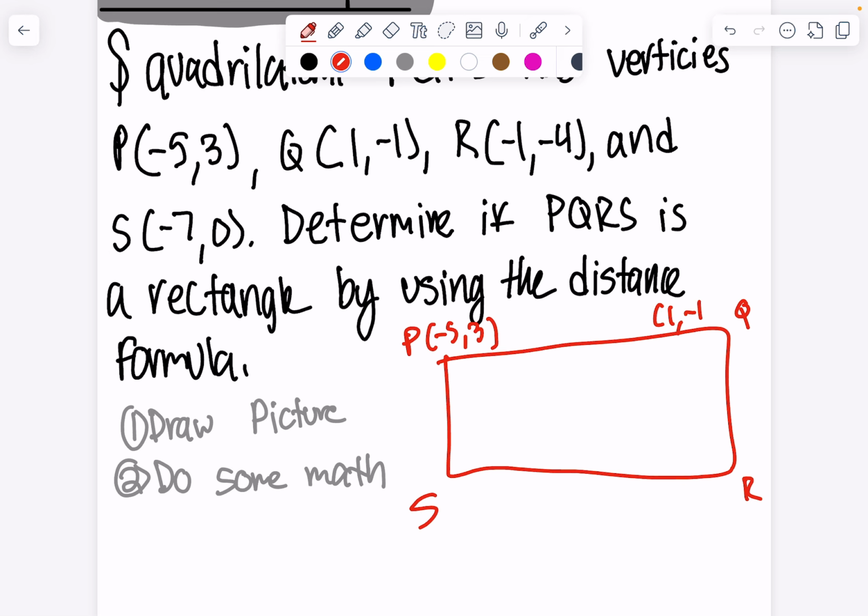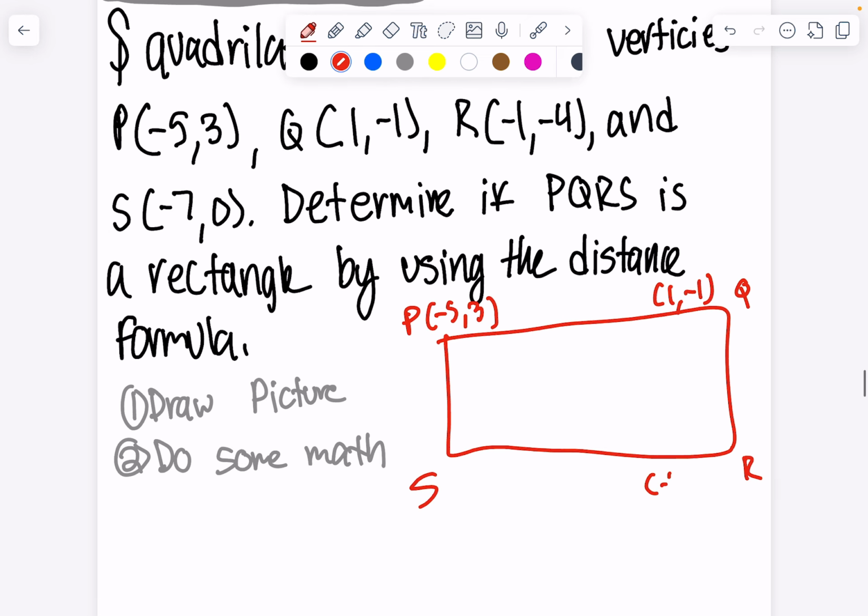Q is (1, -1). And again, this is not drawn to scale. This is just for me to have a semi-clear picture about what I'm looking at. Okay. I know if this is a rectangle, it has to have what? Very good, whoever just talked to their computer. It has to have congruent diagonals.